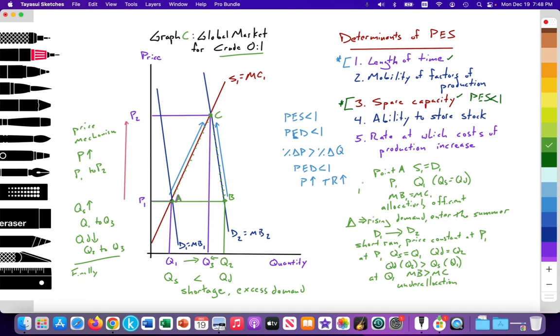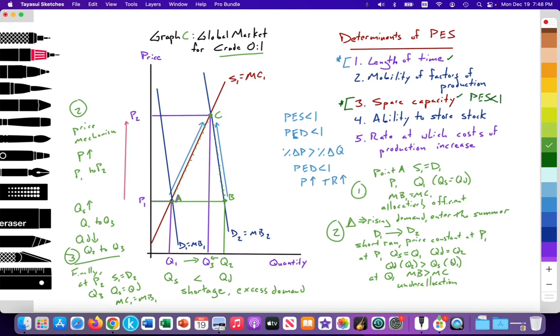So this is part one of our analysis. Part two, there's a change. And then part three, the concluding aspect: at a price of P2, where S1 equals D2, we have a quantity of Q3 where quantity supplied equals quantity demanded, and we see that marginal cost is equal to marginal benefit, thus achieving allocative efficiency in the long run. So that's how I would answer that question.